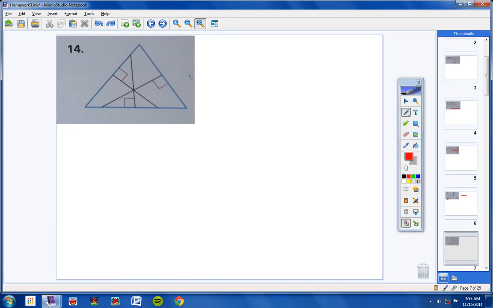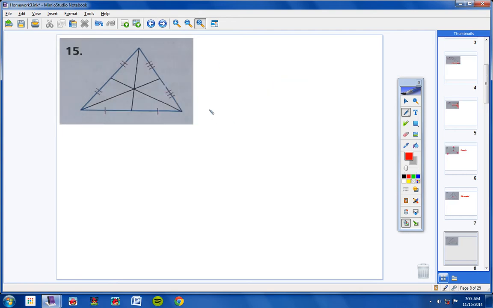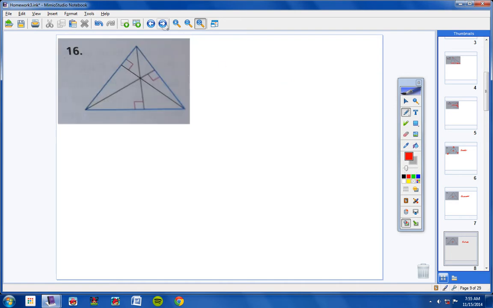And so, what do you call this point here, where the three perpendicular bisectors intersect? Well, if you're looking at your notes, it's called the circumcenter. Alright, number 15. Here we have medians. All three of these lines are medians. So what do you call the point where three medians intersect? We call it the centroid. Alright, moving on to 16.